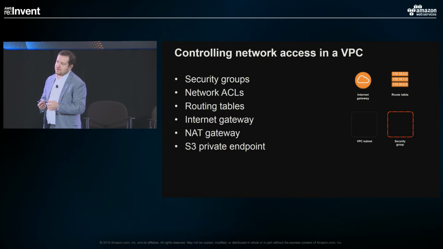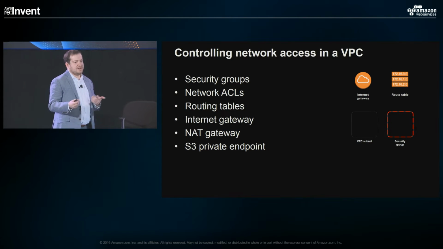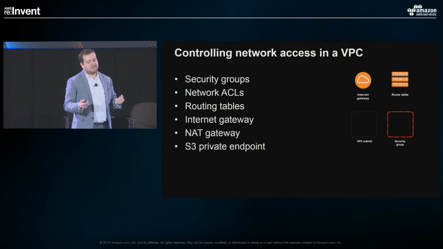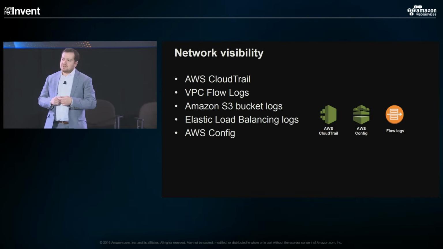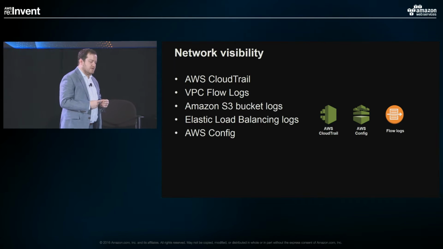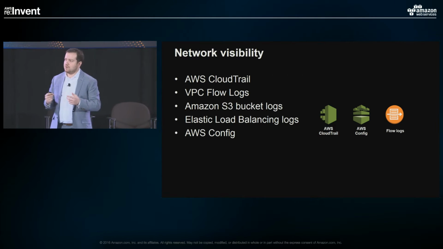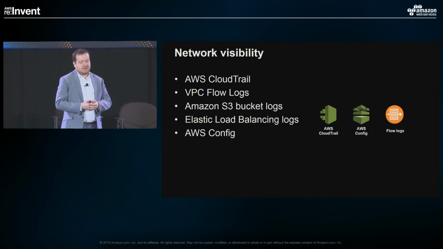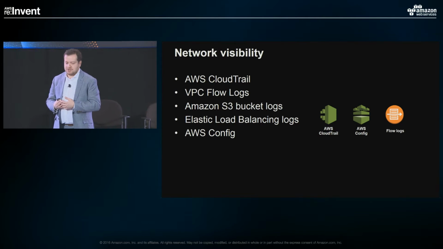So for example, if your instances are pulling down RPM packages or some kind of security updates off of a specific S3 bucket, you can whitelist only that bucket. You don't have to open up access to all of S3. So now let's talk about some network visibility tools. So we offer you several tools that allow you to kind of see what's going on in your VPC and also in your AWS account in general.